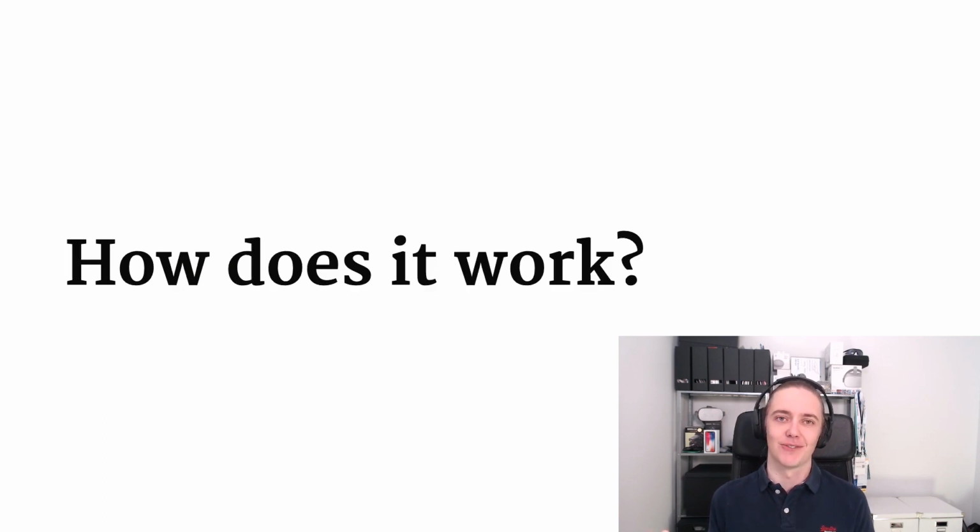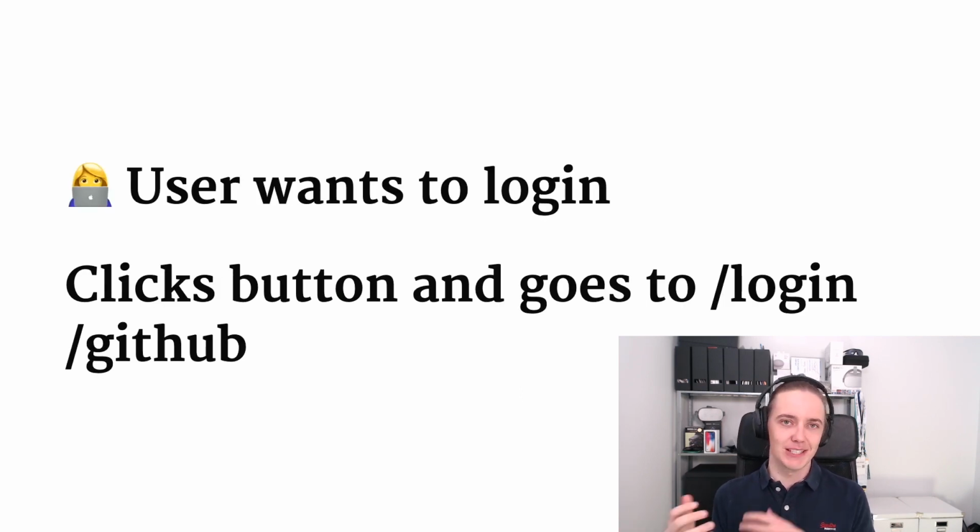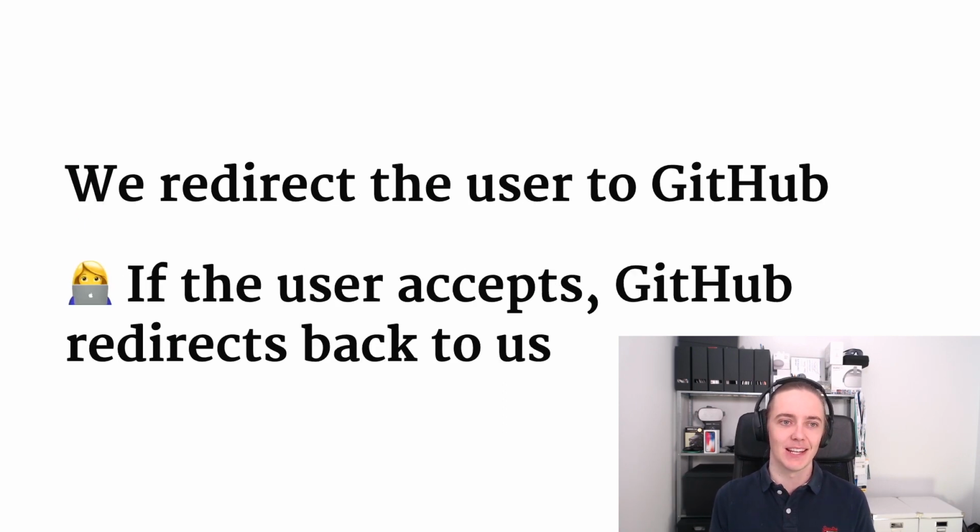So how does it work? What is the process for making this, just in broad simple terms? You're basically going to have a user that wants to log in, and the user clicks on the button and goes to the website we're going to make on login/GitHub. Then we're going to redirect the user to GitHub, and if the user accepts, GitHub will redirect the user back to us.